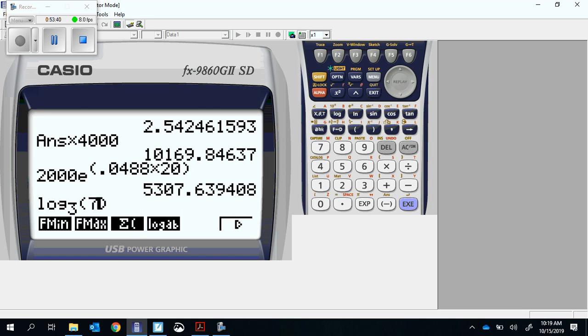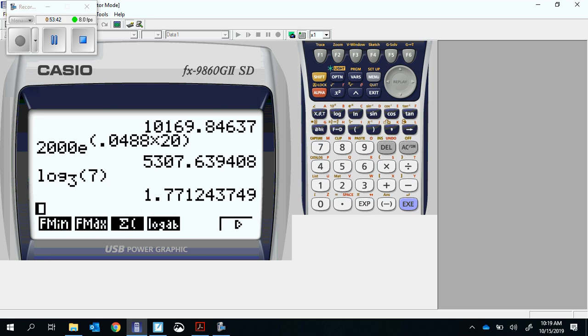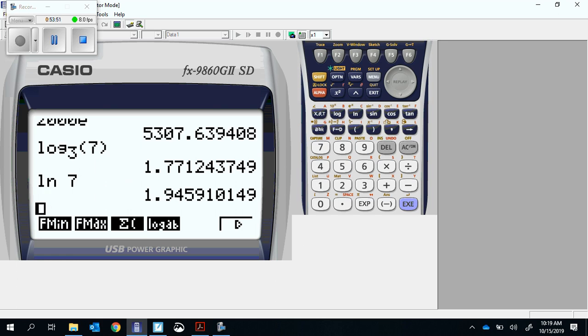And last one, natural log of 23. That's a simple calculator question. Natural log 23. 3.135.